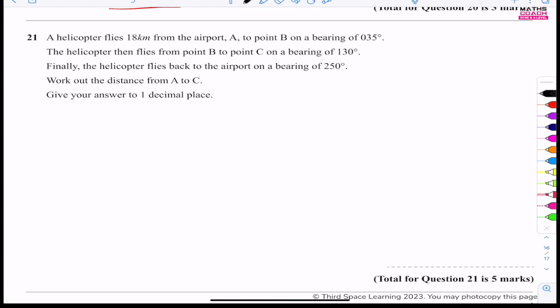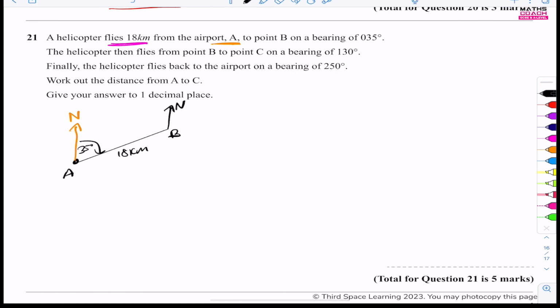We need to draw this, okay? So let's start off with point A, which is where it's all happening. And then we first want to highlight which way is north. And a bearing of 35 degrees would be around going in this direction right there. That's 35 degrees. And then it's 18 kilometers that it travels, because it says it flies 18 kilometers from the airport A to the point B, which is right there.